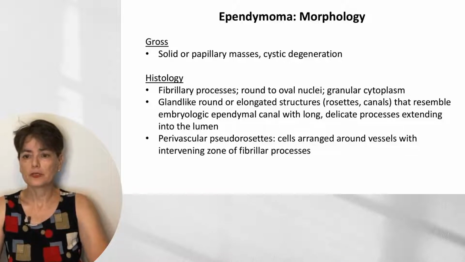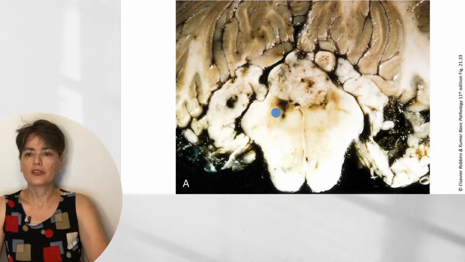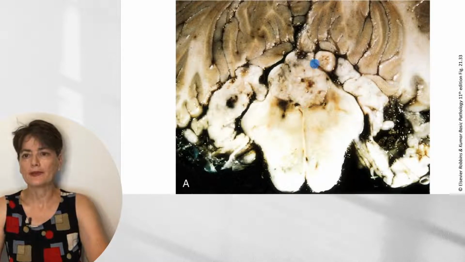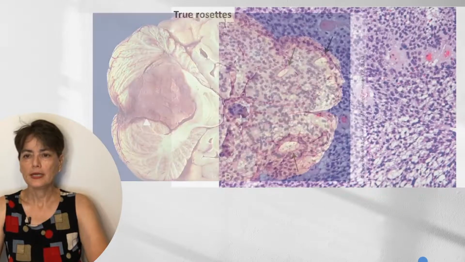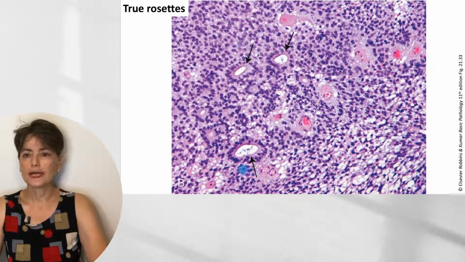So let's begin first by looking at our gross. This is a lesion arising from the fourth ventricle. You can see the tumor mass here. And here's another larger tumor, again arising from the fourth ventricle here in the cerebellum. Now this is showing our true rosettes. We call them true rosettes because they have this lumen in the center, and you can see that they really do appear like glands or like that embryologic structure, and there are little fibrillar processes extending towards the lumen.